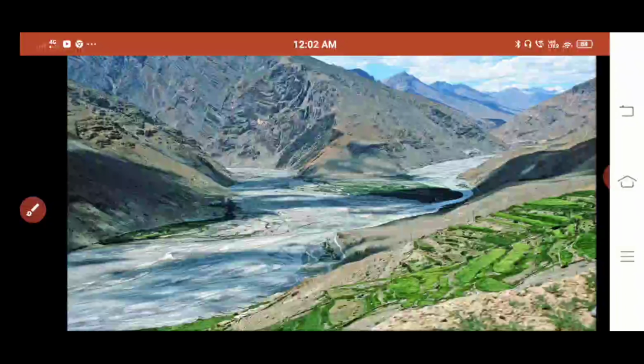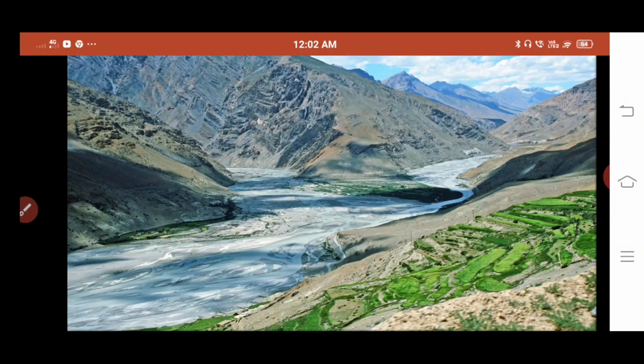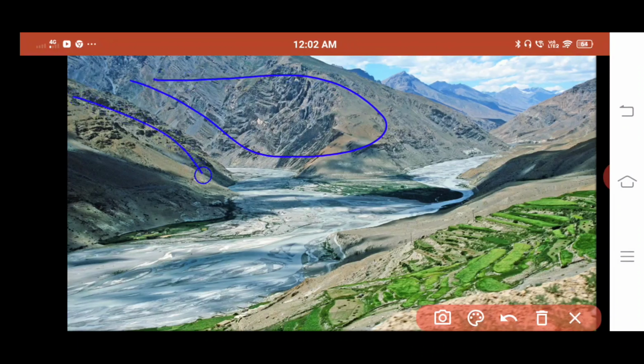Before going to the next concept, here you have to see one of the relief features, that is the valley. Valley means a low area of land between hills or mountains. For example, these two are hills. Here the river is passing through this.